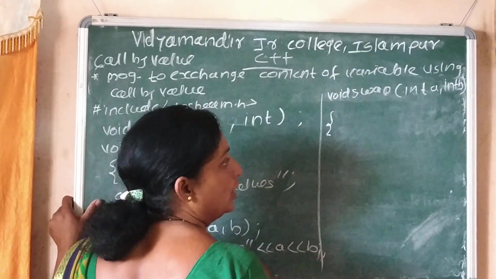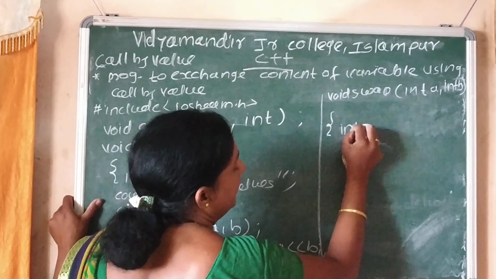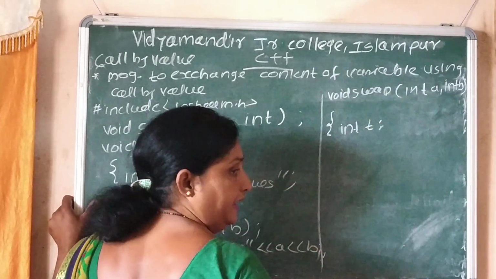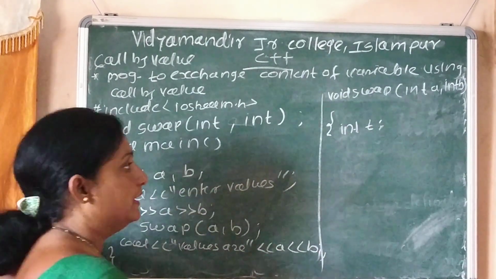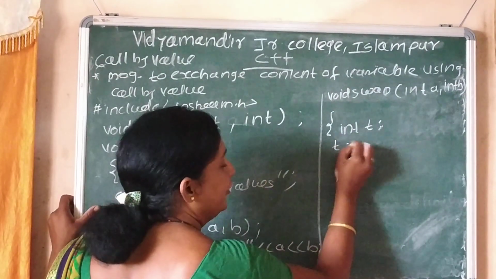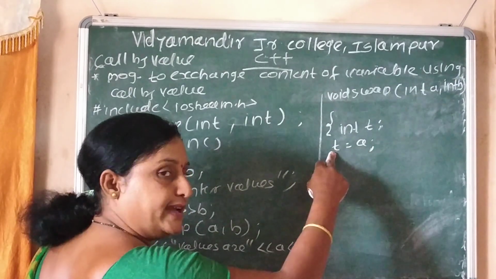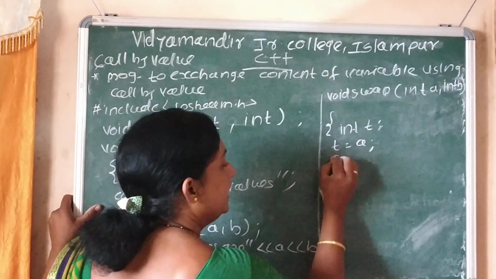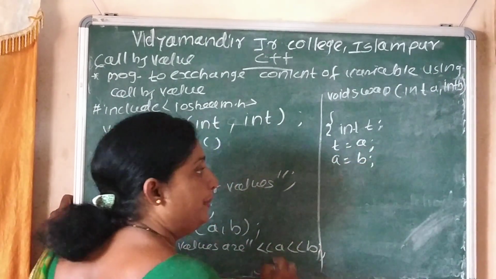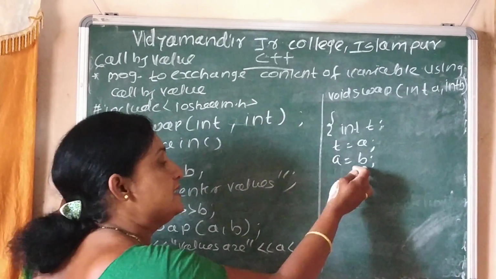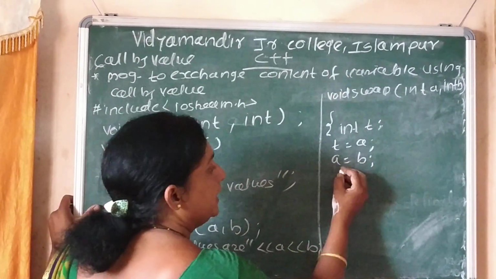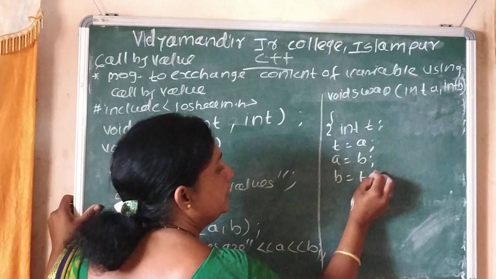Next, in this block, I require a variable t. T is used as a temporary variable. Then t is equal to a. The value of a is assigned to the t variable. Then I write a is equal to b. The value of b is assigned to a. Then again b is equal to t.